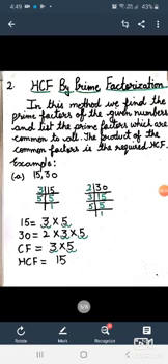Now we will find the common factors of these two. The common factors are 3 and 5. 3 is coming in both the numbers, 5 is coming in both the numbers, and both are prime numbers. So the common factors are 3 and 5, and our HCF is, we will multiply 3 into 5, that is 15.